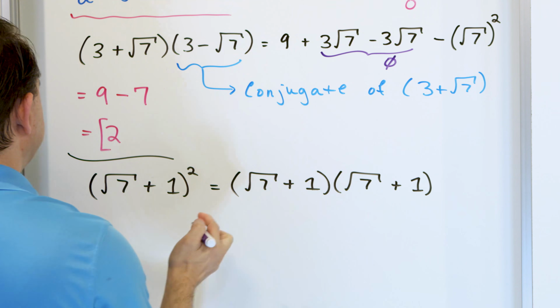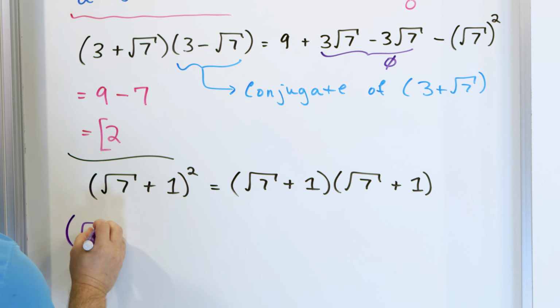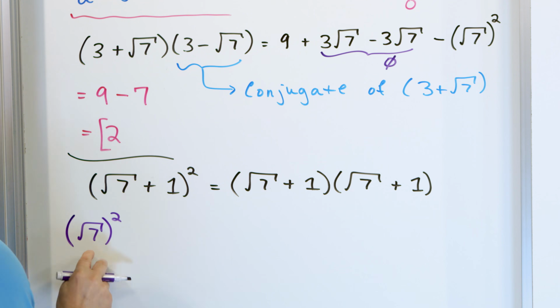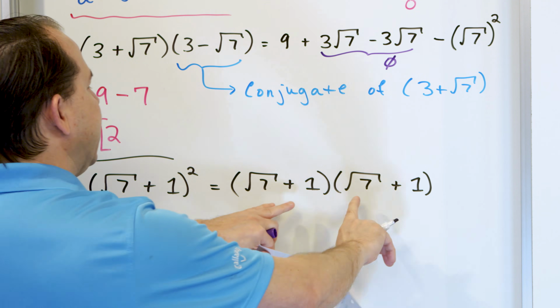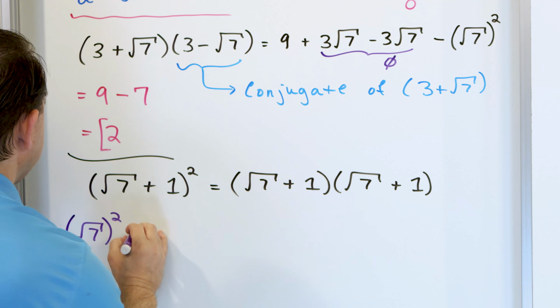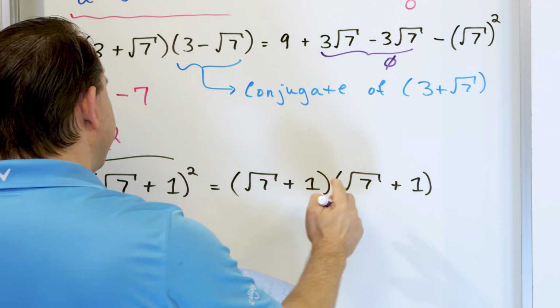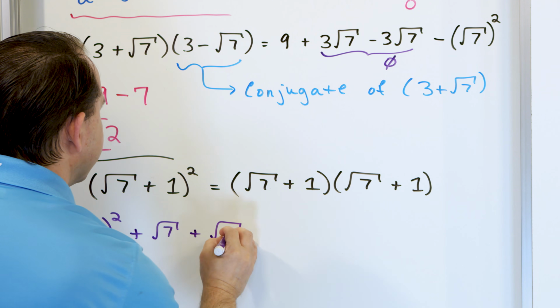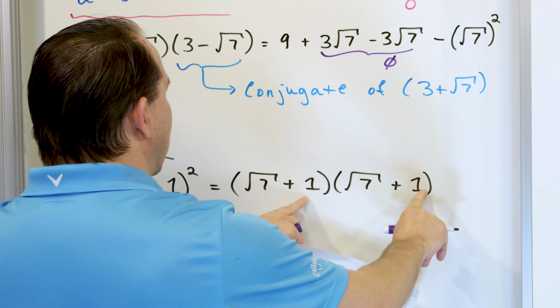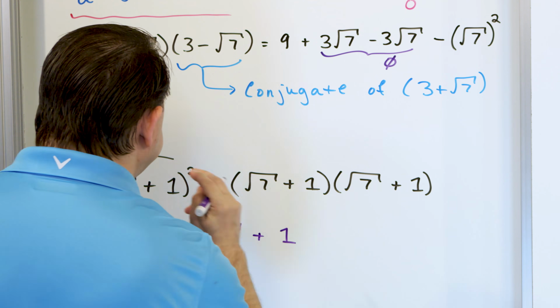The first terms multiplied together is square root of 7 times square root of 7. I want you to write that as the square root of 7 quantity squared. The inside terms is 1 times the square root of 7, which I'm just going to write as the square root of 7. The outside terms is another 1 times the square root of 7, so I'm going to write that as the square root of 7. And the last terms is 1 times 1. I'm just going to write that as 1.